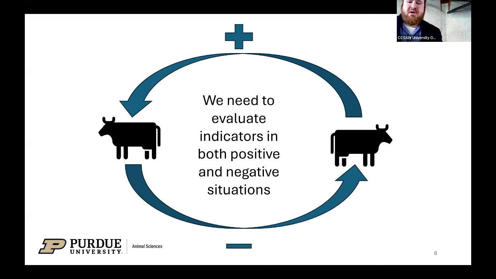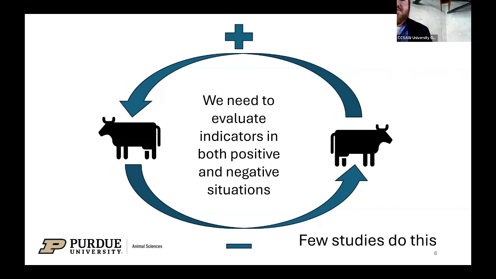For example, one study looked at brushing a cow with a brush to create a positive affective state. And while they were doing this, they noted ear posture. And they noted that the ears were hanging while being brushed. So we then assumed that the cows, when hanging their ears, are in a positive affective state. However, we did not look at what would happen in a negative affective state. What would happen if they were in a negative situation?